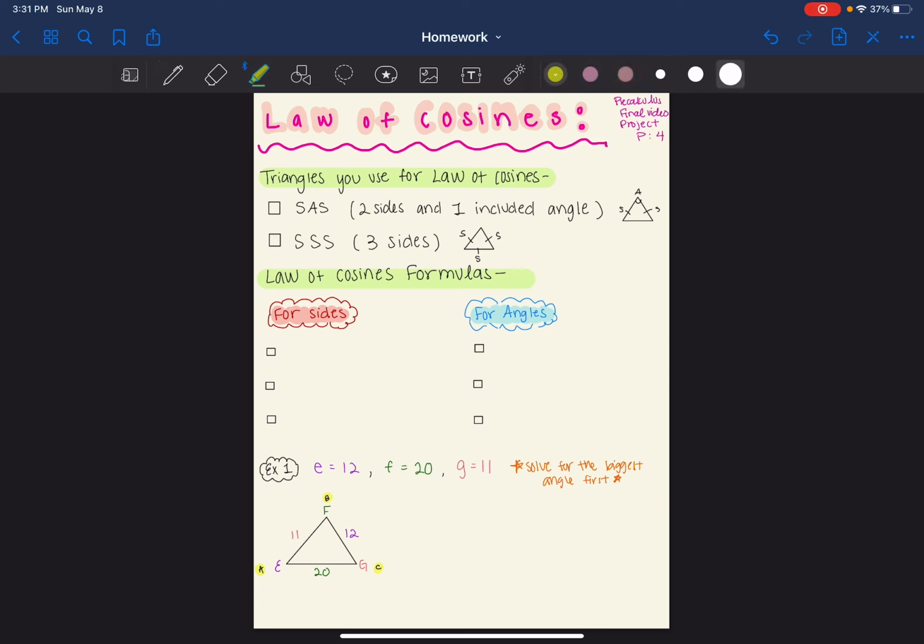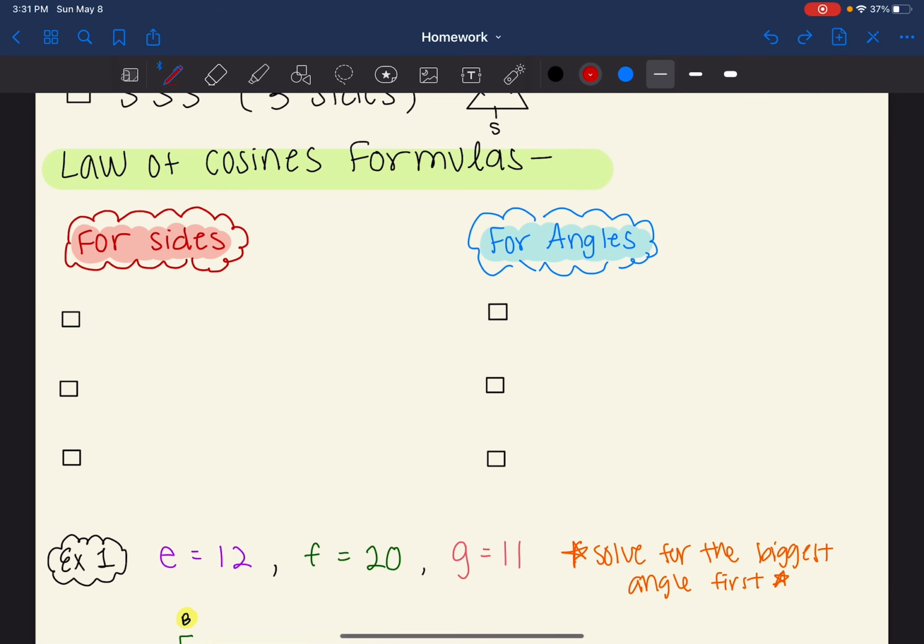An example of that is this right here. Next one is the side side side triangle, which by the name just includes the sides and no angles. The next thing that you need to know are the formulas, and there are 6 in total, but the first 3 that I'll be writing are to find missing sides.